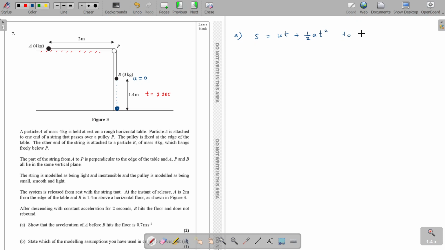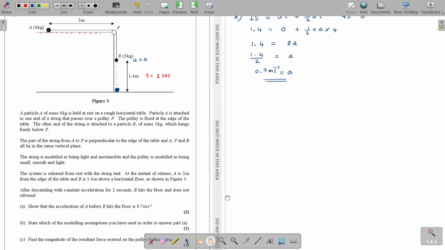I am applying it to B in the downward direction. So the downward displacement of B is 1.4. Starting speed is 0, so u is 0. Half into acceleration, which is what I am trying to find. Time is 2 seconds, so t squared means 2 squared is 4. So 1.4 equals half into 4, which is 2a. So acceleration is 1.4 divided by 2, which is 0.7 meters per second squared. Is this clear?